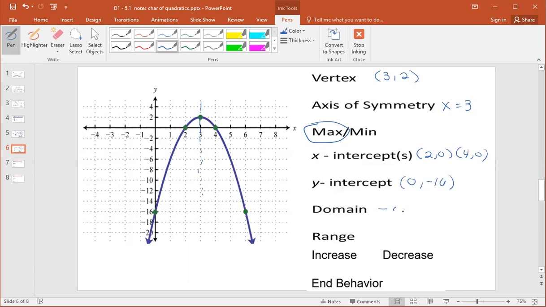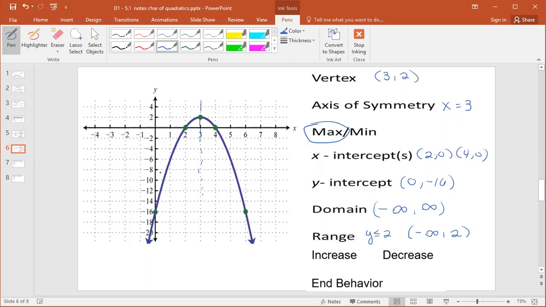Domain, we've already said, is all real numbers, negative infinity to positive infinity. Range, though, is from negative infinity, but we have to stop at y = 2. So up here, the top stops at y = 2. So our range, we could say, is y less than or equal to 2, or we could say from negative infinity to 2.